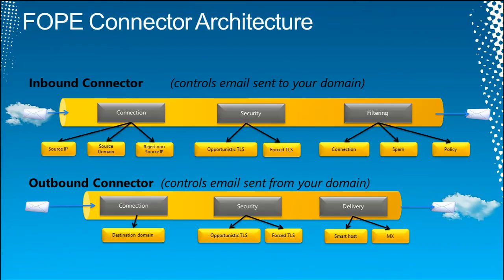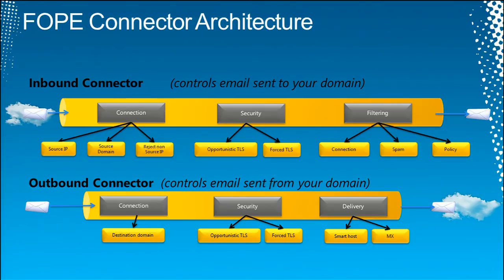And then reject on non-source IP. So say if you get mail for, using that business partner example I said before, Aetna. If you get mail for Aetna, but it's not from the IP that you said mail from Aetna should come on, you can block it. Don't even accept it. So then, once it passes all connection filtering, then it goes into security.